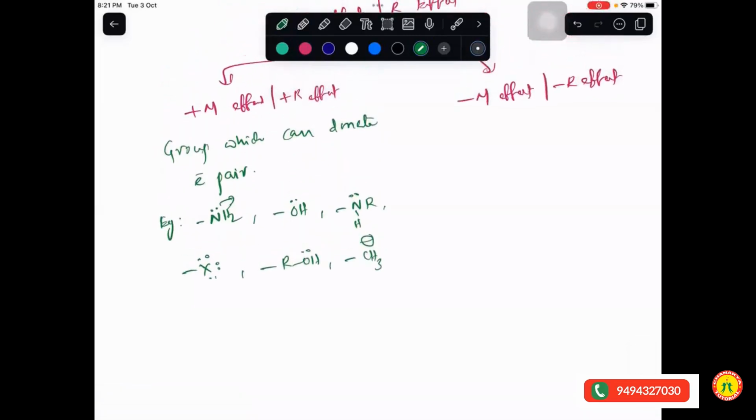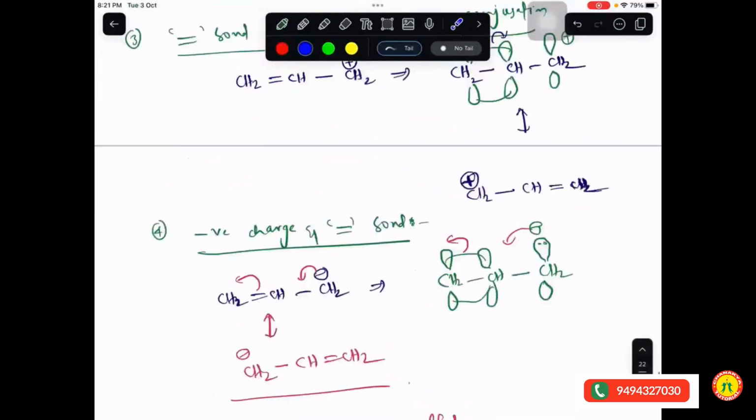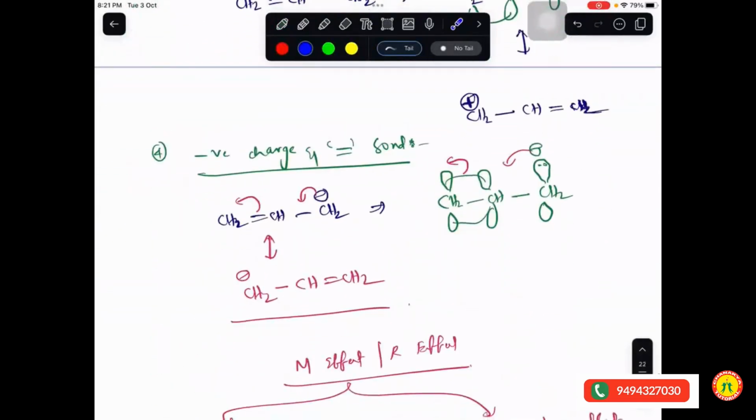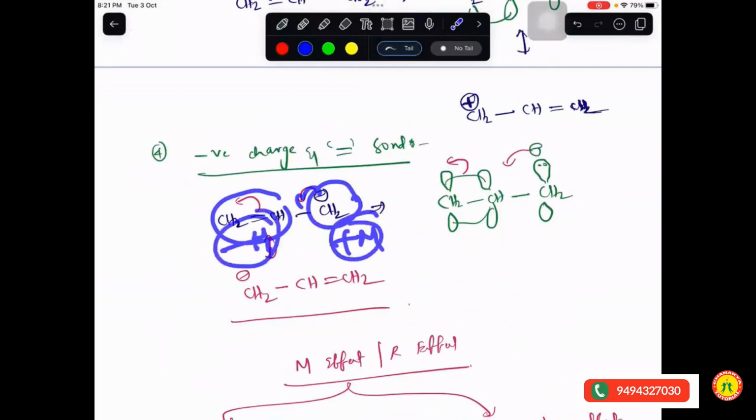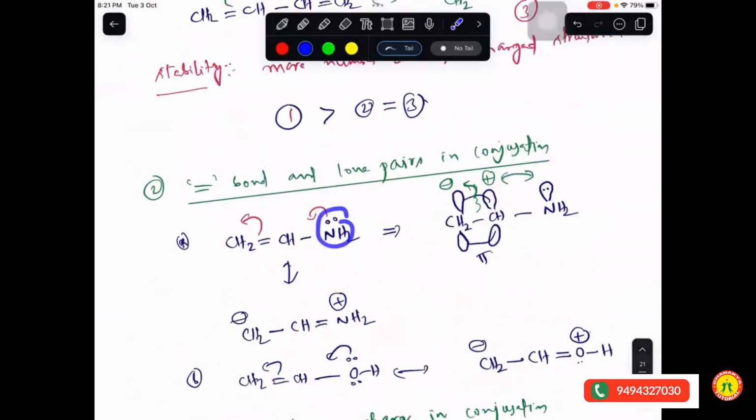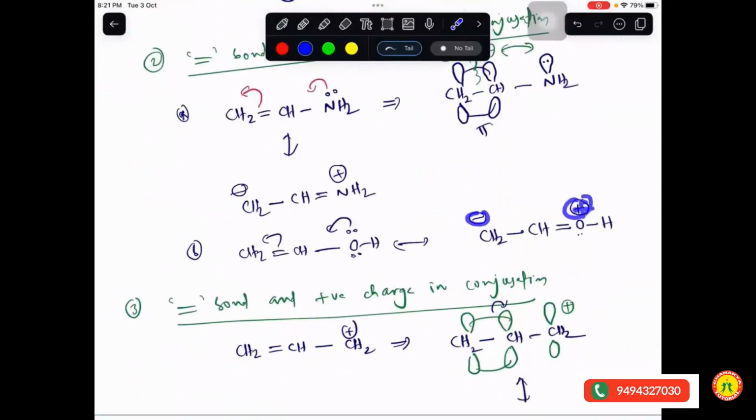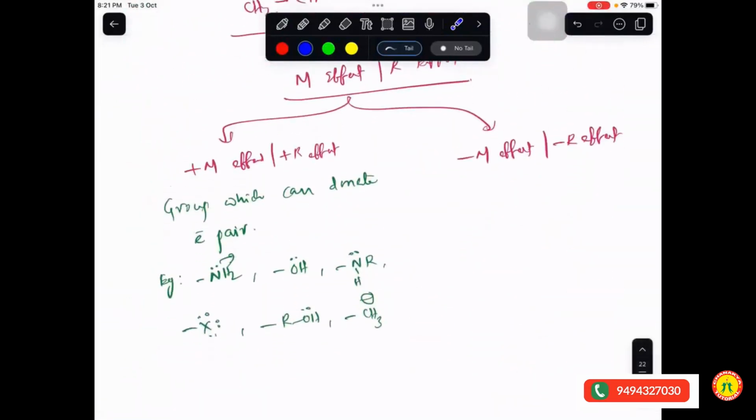So what is the minus M effect? It is any group that takes electron density, a lone pair of electrons. Suppose you are observing carefully, this double bond is there. This double bond is taking the electron pair from this one. That's why this one is the plus M effect and this is called the minus M effect. Suppose it is donating the lone pair, that is the plus M. Here it is taking the lone pair. This lone pair is shifting here. So finally it forms negative here and positive here. This one is donating and this one is taking. That's why it is the minus M effect. Any group that withdraws electron pairs like this is called a minus M group. We will discuss more examples, then you can understand clearly.